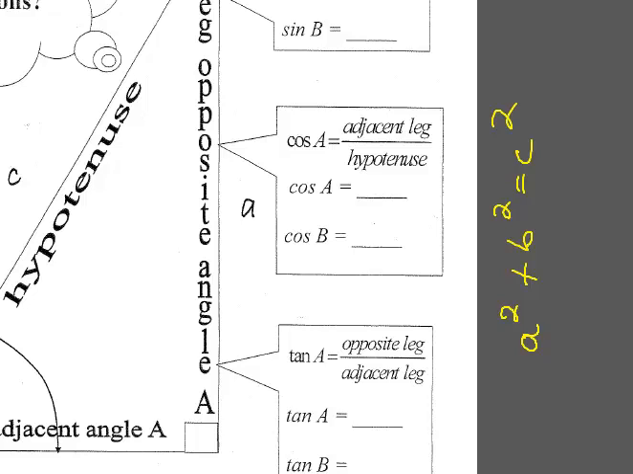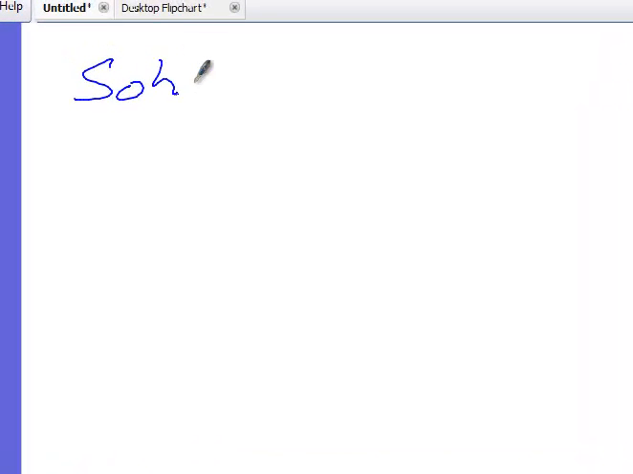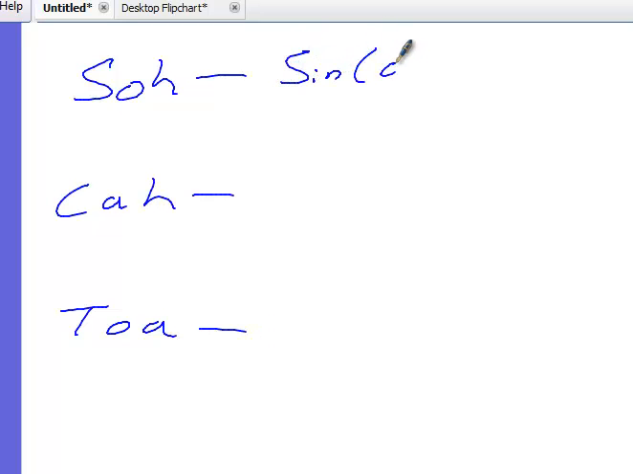Okay, so let's go back. SOHCAHTOA. What's the S stand for in SOH? Sine of theta is going to be equal to, it is on the paper, opposite over hypotenuse. Everybody okay with that? And real quick, this is theta, which we just use to represent an angle. You know how X represents some random number? Theta represents any angle. Everybody all right with that?